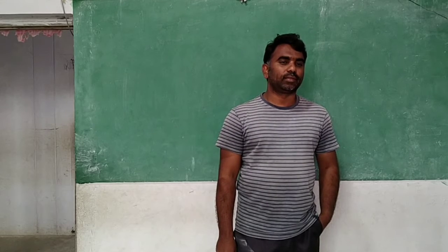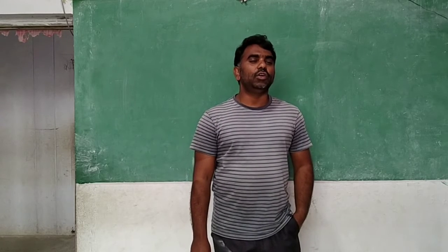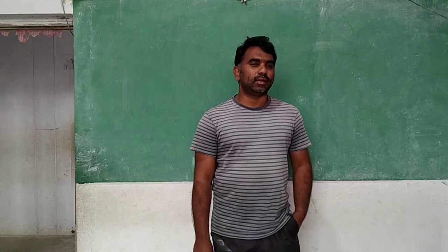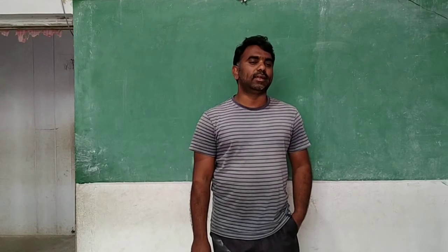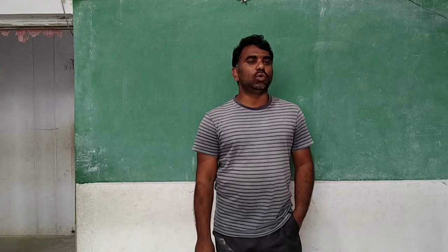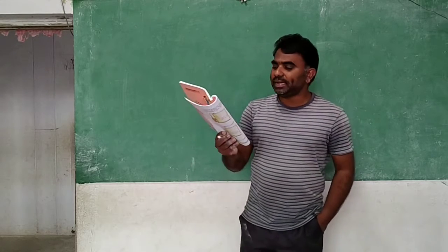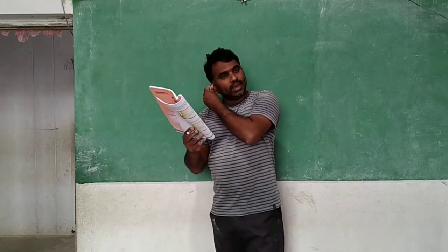In 6 packets, how many pencils are there? 60. How do you say that? 6 into 10. 6 tens are 60, like that. In 7 packets, how many pencils are there? 70. How can you say that? 7 into 10. 7 tens are 70. So we are going to multiply with 10 here because in every packet there are 10 pencils.